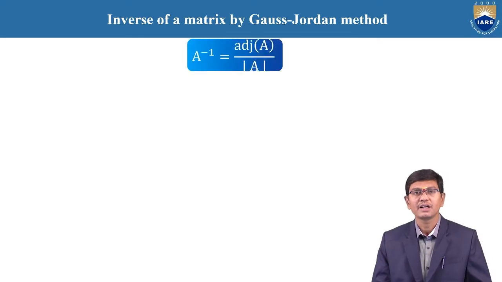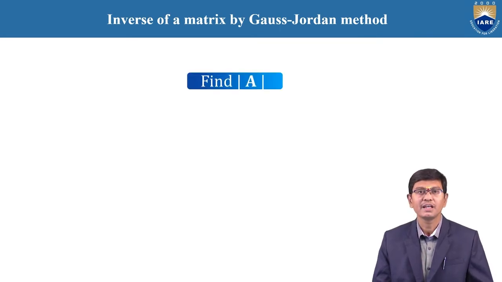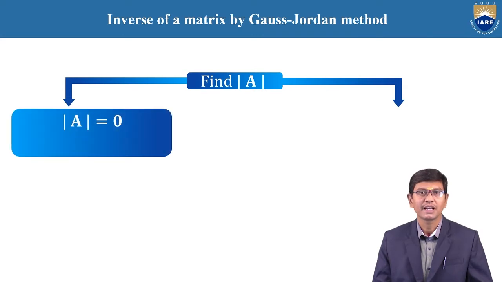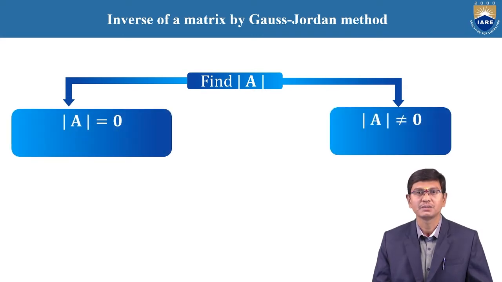When we discuss the inverse of a matrix, first of all, we know that the inverse is nothing but adjoint of A by delta A. Here, first of all, we need to find the value of delta A. If delta A is equal to 0, then the inverse does not exist. If delta A is not equal to 0, then only the inverse exists.